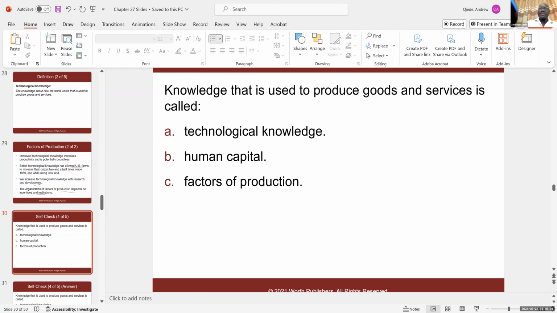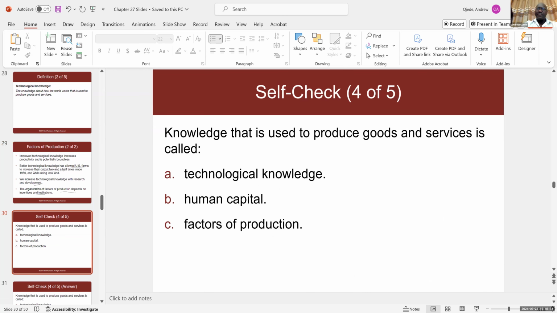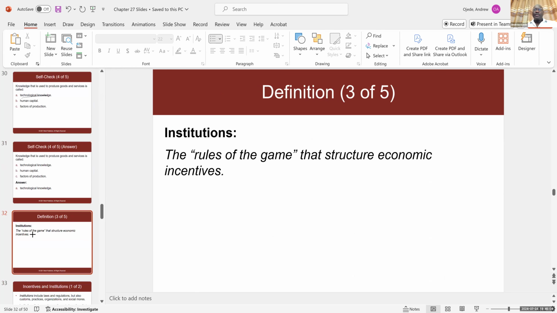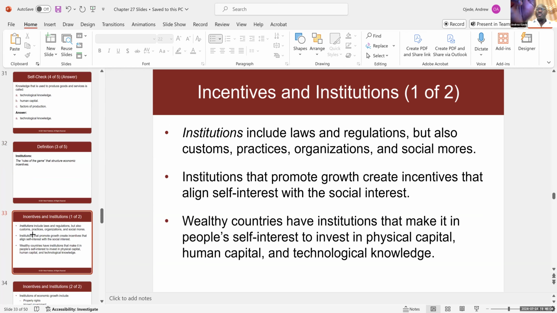So here's kind of testing your knowledge. Knowledge that is used to produce goods and services is called technological knowledge. We talked about that. Okay. And then institutions, these are the rules of the game that structure economic incentives. And these are some of what we regard as institutions. Institutions include laws and regulations, but also customs or practices that societies and organizations have, and social mores or social norms. Institutions that promote growth create incentives that align self-interest with societal interests. Wealthy countries have institutions that make it in people's interest to invest in physical capital, human capital, and technological knowledge.